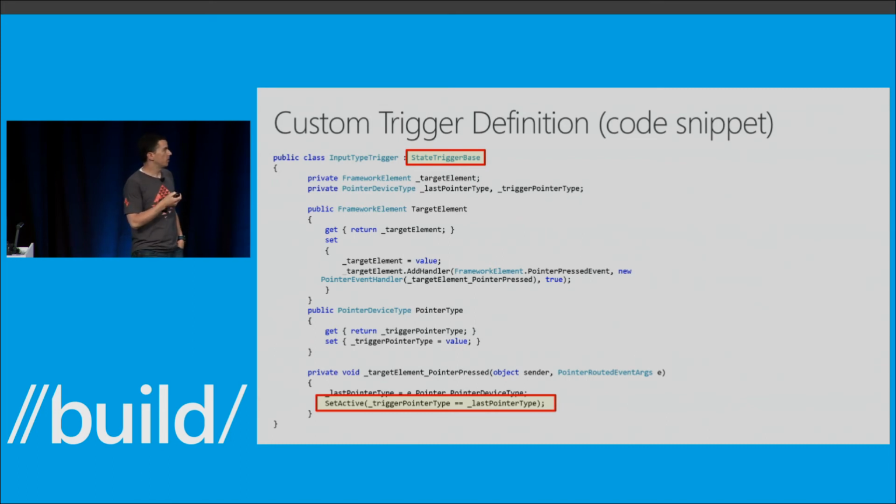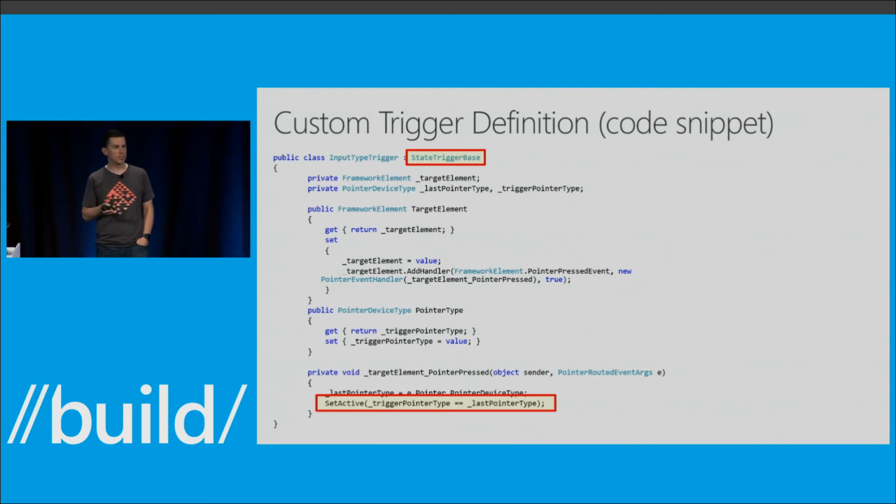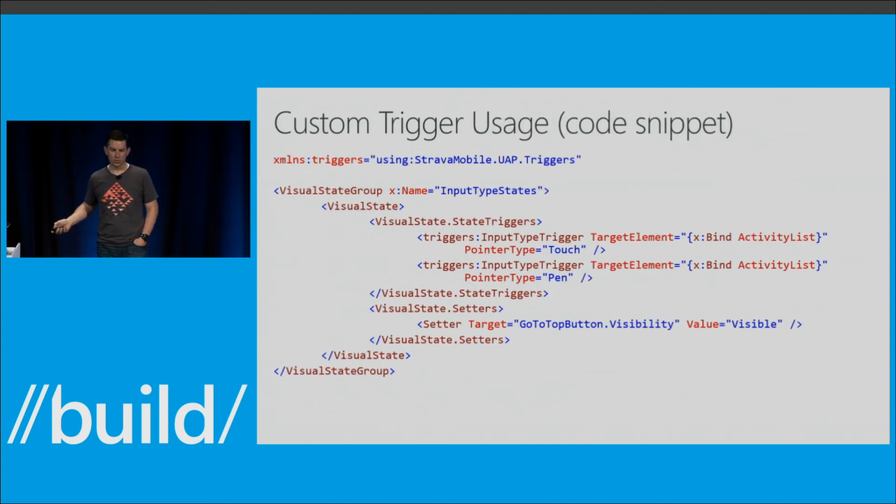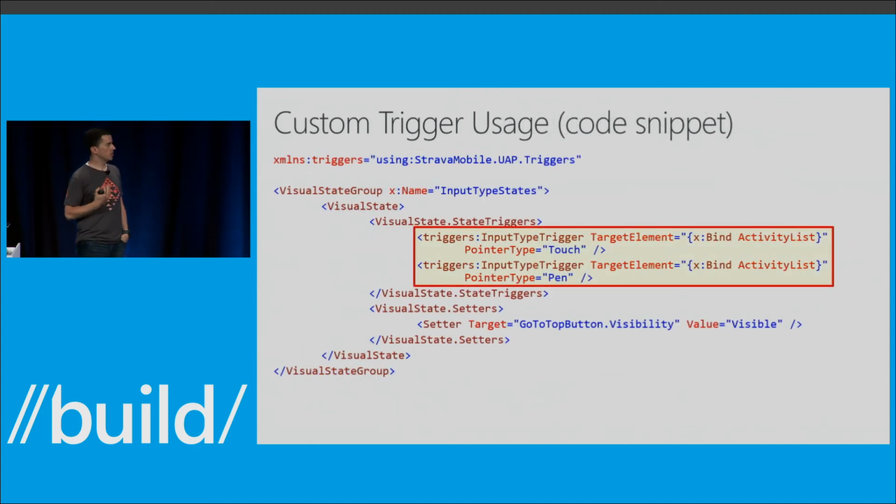Here's the example of the snippet that we just saw. We're providing a state trigger base, and the key there is the set active call. You need to tell the framework when it's active. All the other logic is completely up to you, what you want to do with it. And the usage of this is just like a custom control. So I just put the namespace mechanism up there, and then you define your triggers the same way that you would the built-in ones.